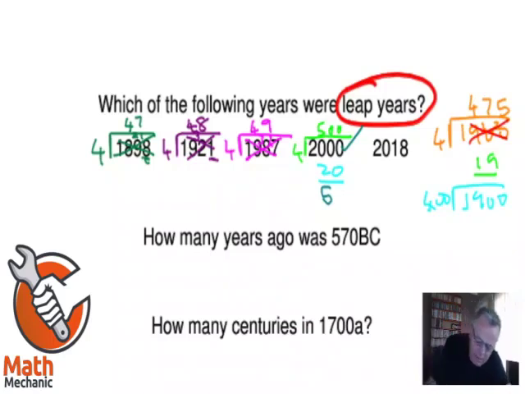Then we can just take a look at the year 2018 as well. 4 can go into 20 5 times, then 4 can go into 1 0 times, take the 1 over, we get 18. 4 cannot go into 18, so the year 2018 wasn't a leap year either.